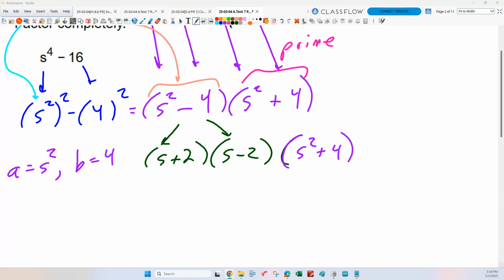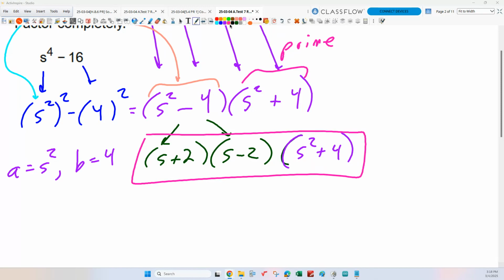So I end up with those 3 factors then, and I can't go any further. Okay, make sense? Give me thumbs on that. How we doing? Good? All right.